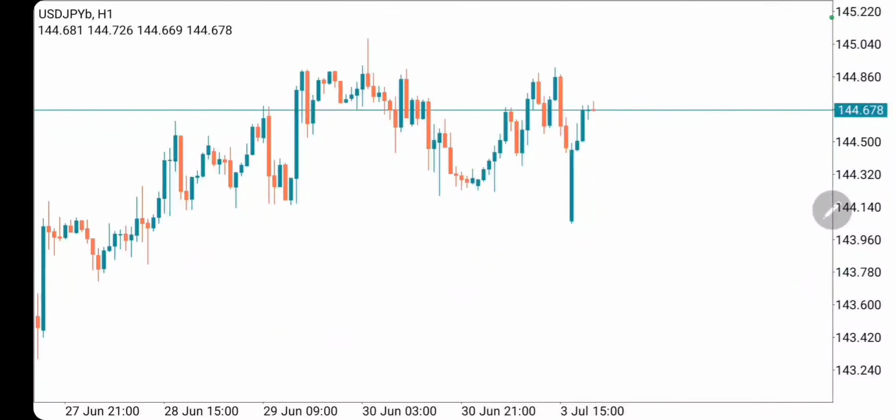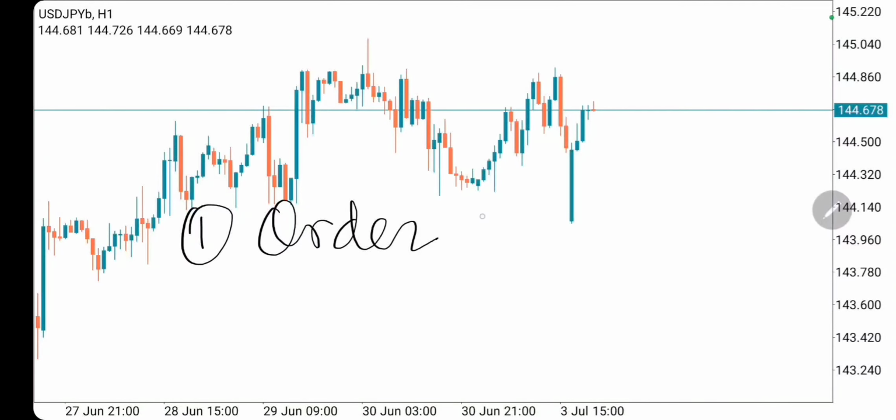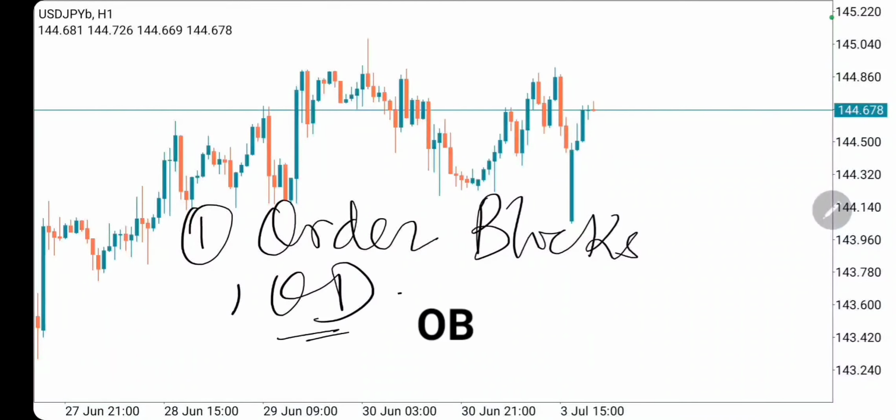Number one is order blocks. The first smart money concept you must know to become a profitable Forex trader is order blocks, which is also known as OB.